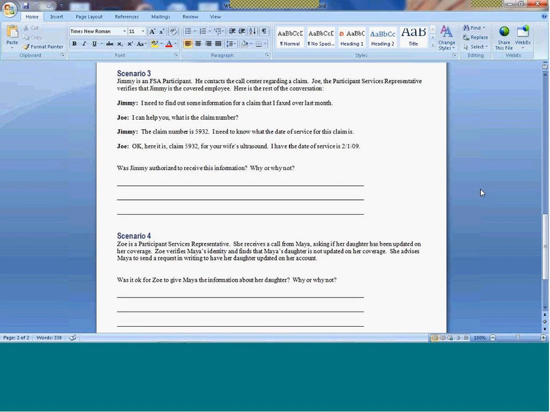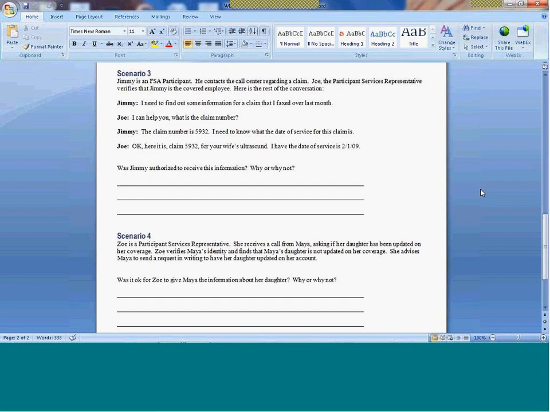Scenario number 3. Jimmy is an FSA participant, flexible spending. He contacts the call center regarding a claim. The participant services representative verifies that Jimmy is the covered employee. Here's the rest of the story, as Paul Harvey used to say. Jimmy says, I need to find out some information for a claim that I faxed over last month. Joe says, I can help you. What's the number? Jimmy replies, the claim number is 5932. I need to know what the date of service is for this claim. And Joe then says, okay, here it is, claim 5932 for your wife's ultrasound. I have the date of service as 2/1/09.